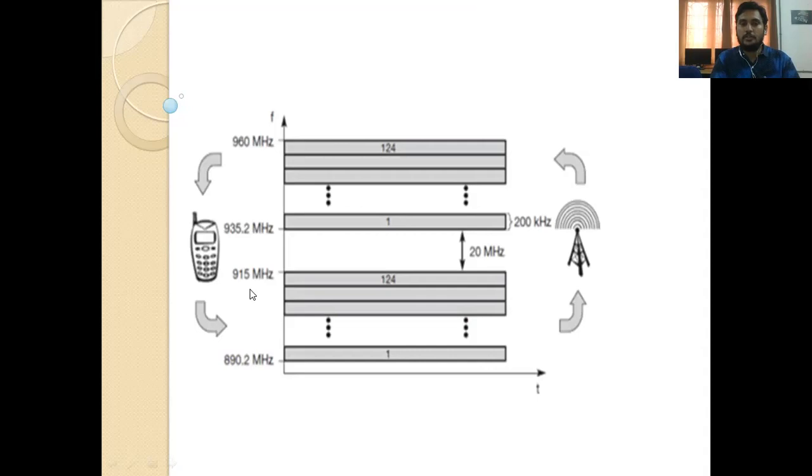890.2 megahertz to 915 is the uplink for the mobile station. So it is the downlink for the base station. Again, 935.2 megahertz to 960 megahertz is the downlink for the mobile station. So vice versa, it is the uplink for the base station.